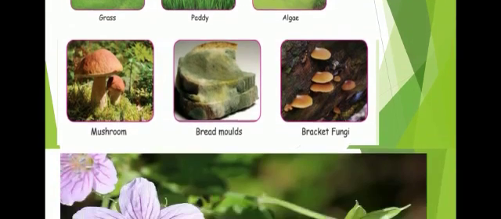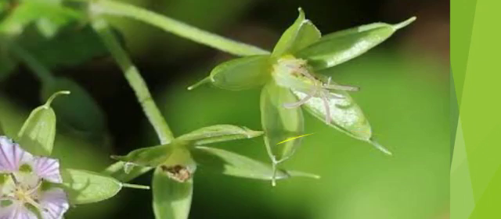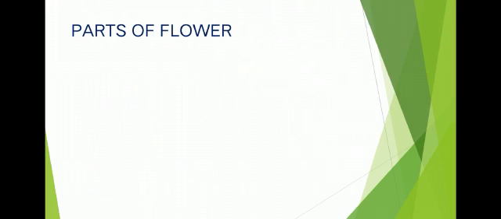Next we are going to recall the parts of a flower. Which is your favorite flower, children? My favorite flower is jasmine. Okay, what is the color of that? The color is white, and it has a sweet, pleasant smell. Okay, now we see the parts of a flower. The four visible parts of a flower are what we are going to recall.